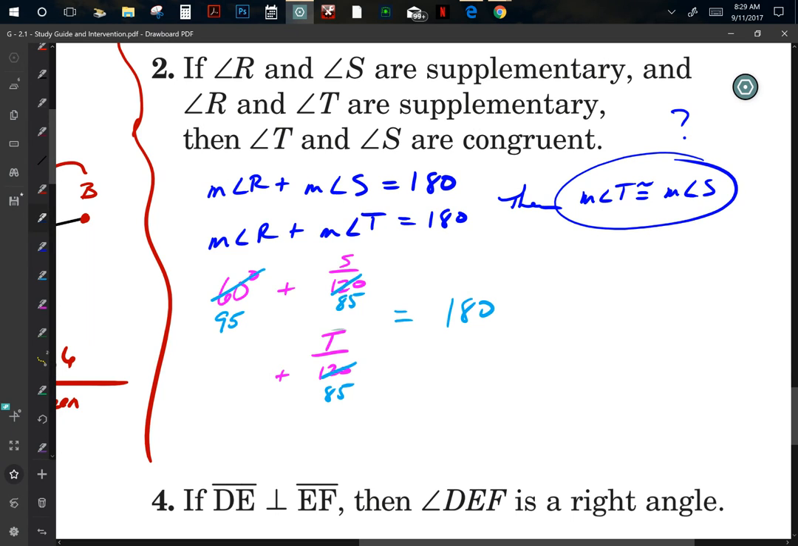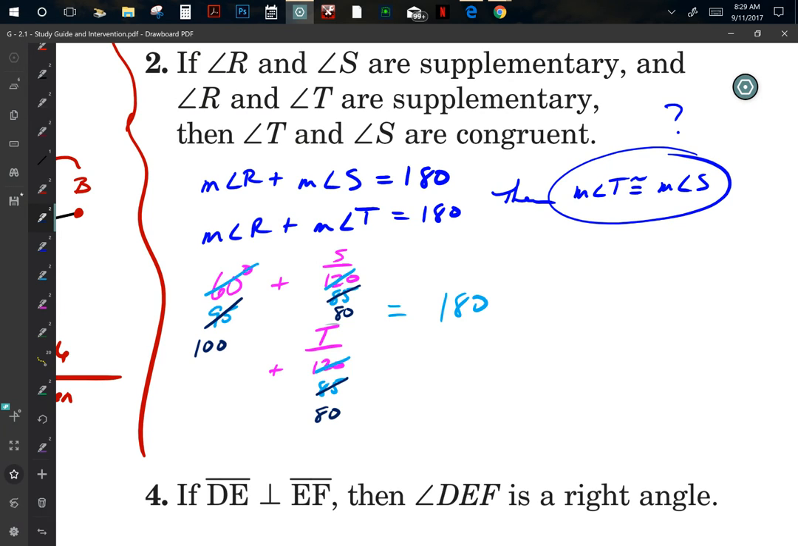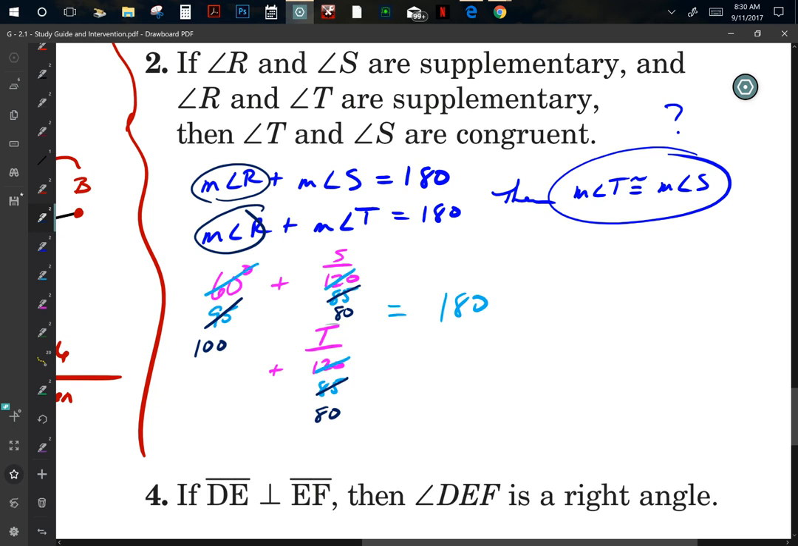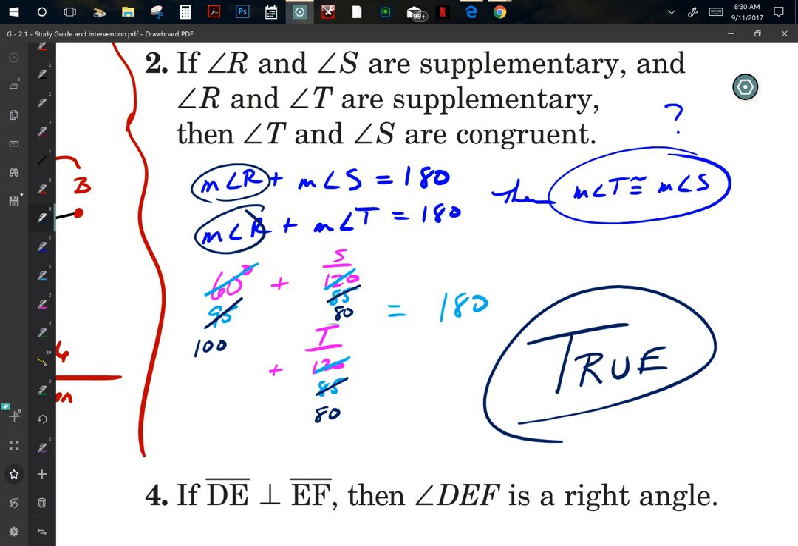Let's pick another one. Let's make it 100. What would this have to be? What would this have to be? Are we seeing a pattern here? Are S and T always going to be what's left out of 180? And in each case, our R's are going to be the same, aren't they? So what do you think about this? True or false? Can you think of an example when that would ever not happen? No, huh? Any questions? Does that make sense?